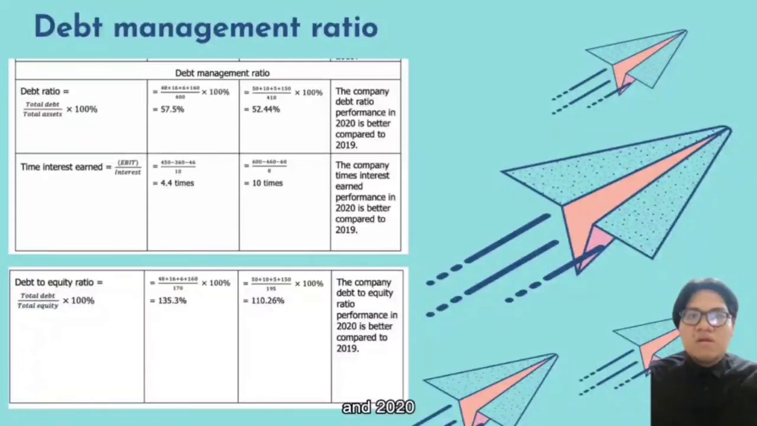Lastly, debt to equity ratio performance in 2020 is better than 2019, which is 2019 is 135.3% and 2020 is 110.26%. And that's all for me.